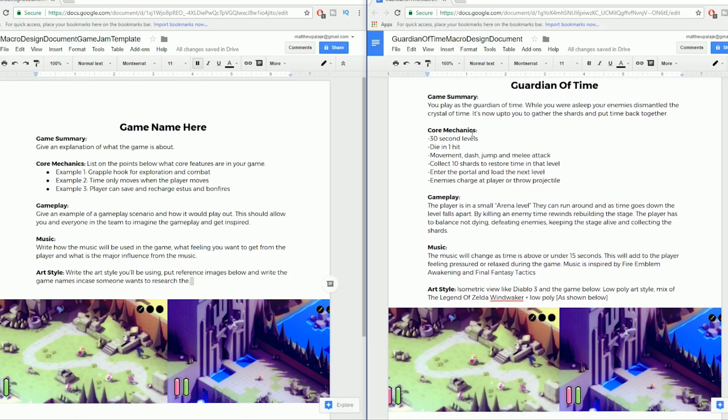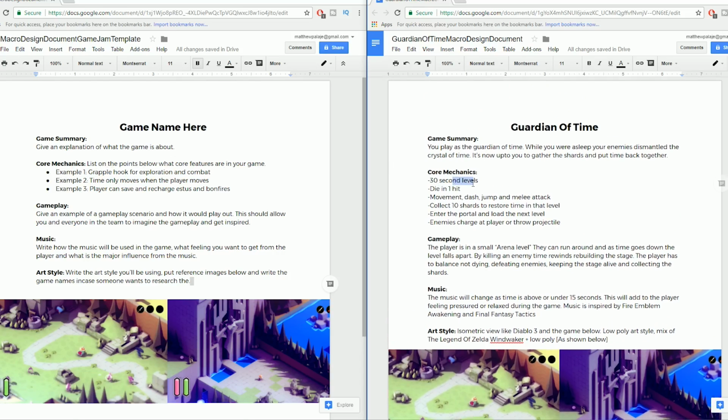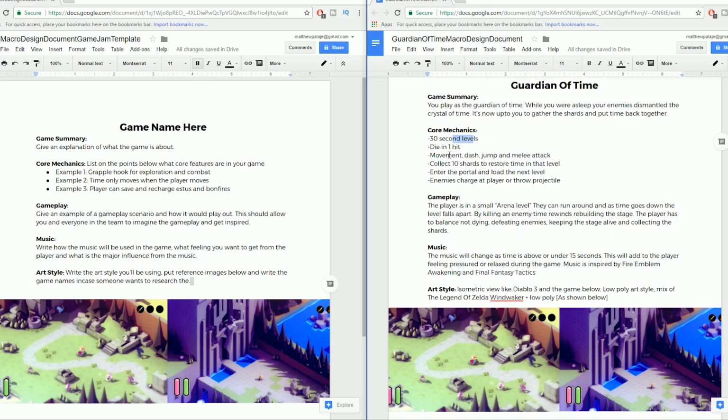Next, we have the core mechanics. As you can see here, I've written a list of dot points below, what core features are in your game. So in this game, it was really important that we focused on the 30-second levels for the game jam, that you die in one hit, movement, the 10 shards, entering the portal, and that enemies charge at you. So we get a sense of what the enemies do, how you get between levels, if there are different levels, how do you get to that level, you have to collect the 10 shards, what the character does, how they die, and the seconds in the level.